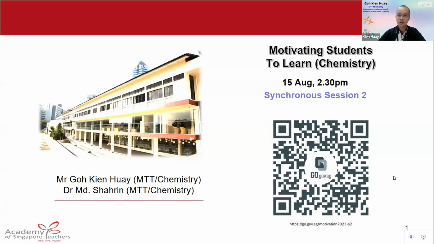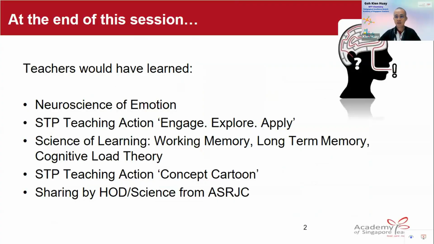Welcome to the second session of motivating students to learn chemistry. In the last session, if you can still recall, we started off with some of the motivation theory, and we spent quite a bit of time on self-determination theory, and then we zoomed in on autonomy. Then towards the end, we talked about the neuroscience aspect of our motivation. So today we're going to dive deeper into the neuroscience of motivation, specifically in the area of emotion as well as memory. So without further ado, this will be today's agenda.